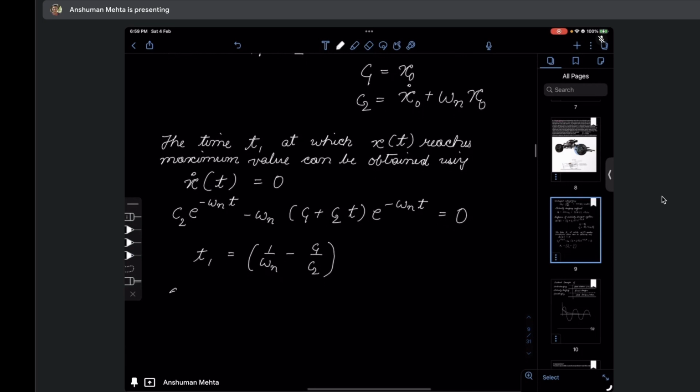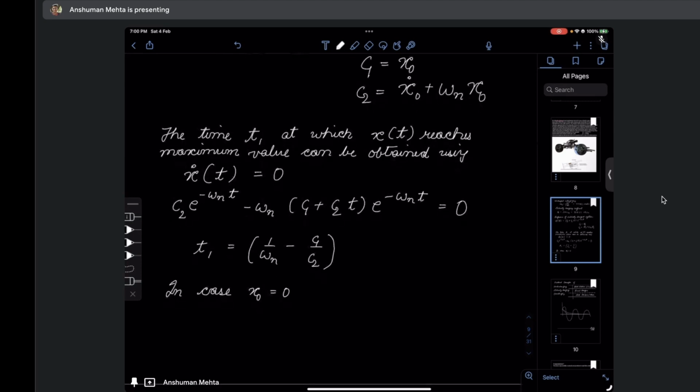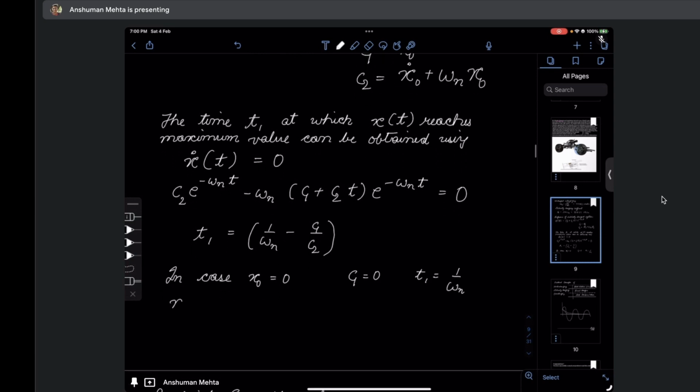Now regarding the initial conditions, we can easily note that x naught is 0. So it's like we are firing a weapon, it starts from 0 x naught, but it will gain x dot naught, like v naught will be there. By the way, we are using the same expressions c, k, x, v, but it's different from the previous question, so don't confuse. So in this case x naught equal to 0, c1 is equal to 0, and t1 becomes 1 by omega n.